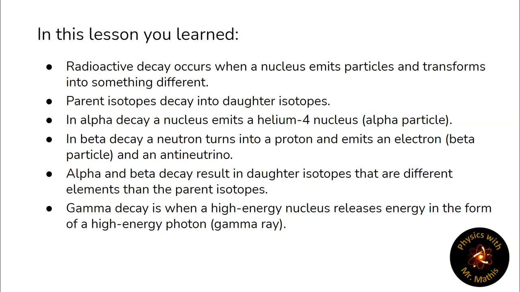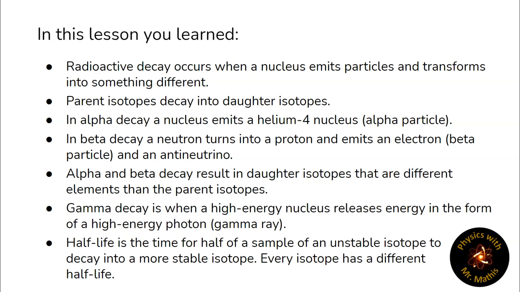And we saw that in gamma decay, a high-energy nucleus gives off energy in the form of a gamma ray or a high-energy photon, and afterwards it's still the same element and the same isotope, but it's a lower energy state. And last, we saw that half-life is the amount of time it takes for half of a sample of an unstable isotope to decay into a more stable isotope. And we discussed that every isotope has its own half-life.